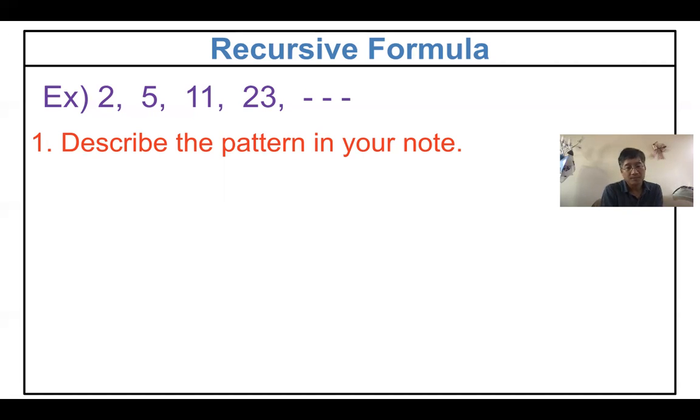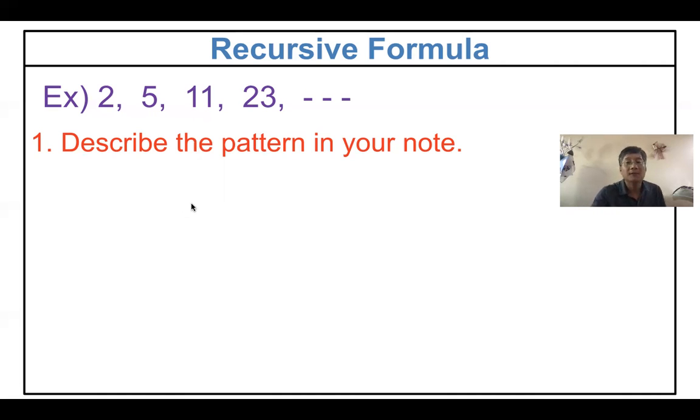So what is it? If you add 3, you get 5, but if you add 3, you don't get 11. So what do you do? You multiply 2 to the 2 and add 1. Then you get 5, right? You multiply 2 to the 5 and add 1, you get 11. Oh, so that's the pattern. So you multiply 2 to the previous term and then add 1.